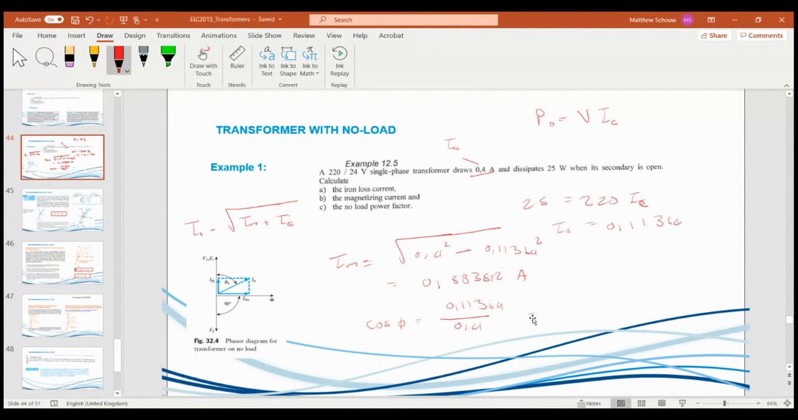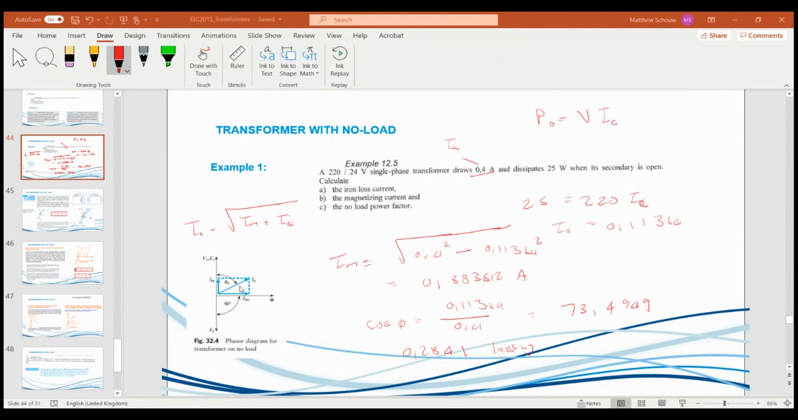Okay, so cos 0.11364 over 0.4, and you get an angle of 73.4949. And you say cos of that angle, you get 0.2841. Is it lagging? Apparently it seems like it's lagging. I wouldn't have known that. Okay. So just three vectors you need to know, what is what basically. This wording would just confuse me.